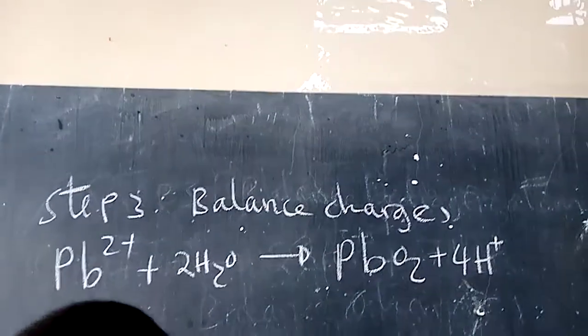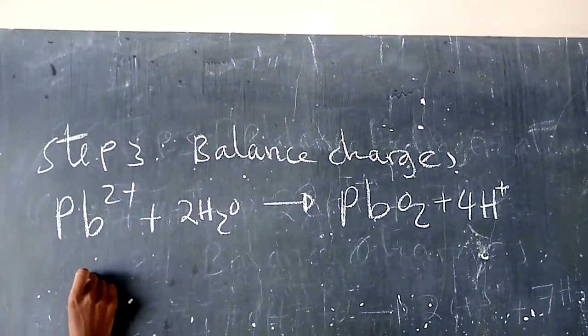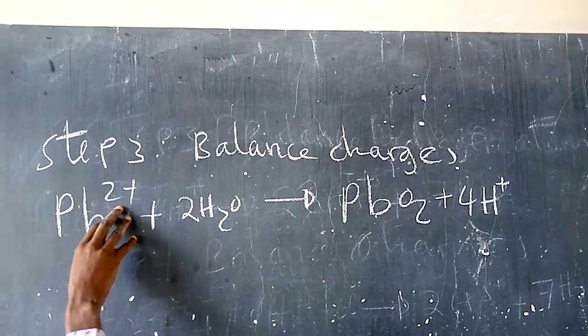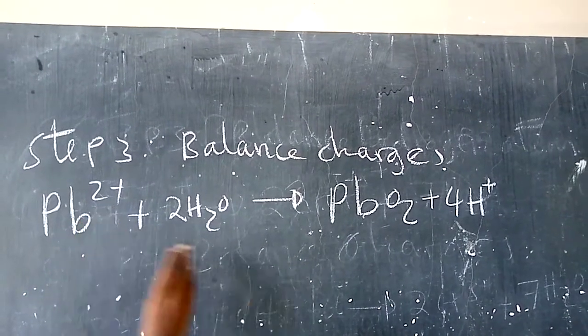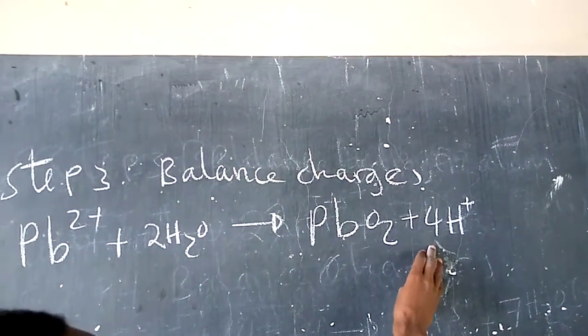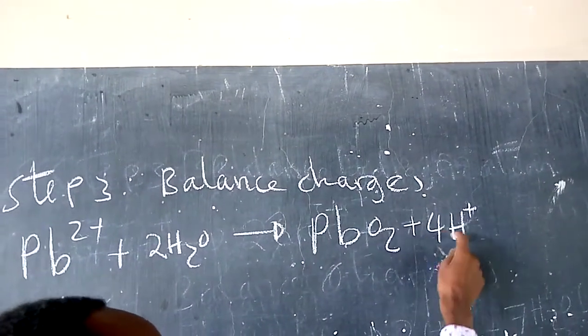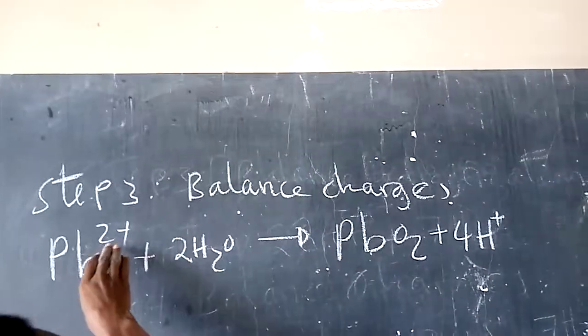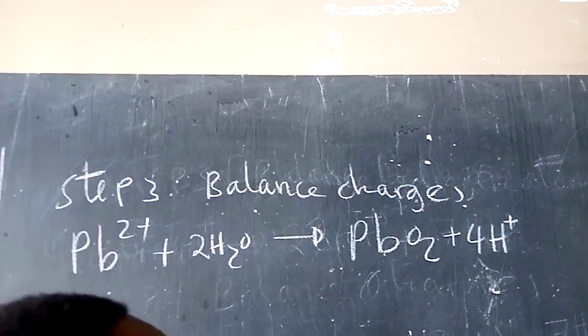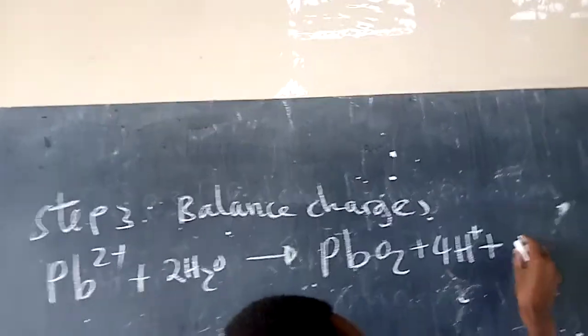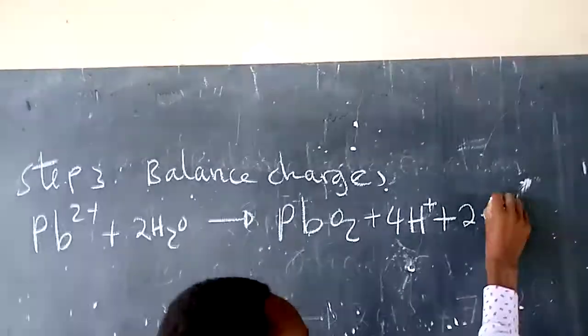Now, as you see here, charges. Here we have 2 charges in the reactant side, and in the product side we have 4 charges. To neutralize, we have to neutralize 2 charges here, so that we remain with 2 positive charges, and here we have 2 charges, so that the equation will be balanced. So balance by adding 2 electrons in the product side.